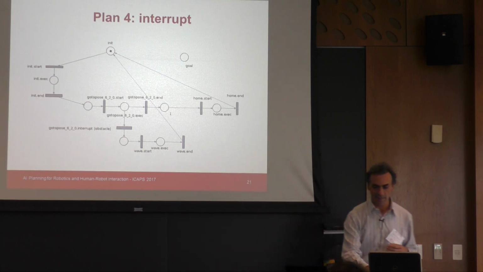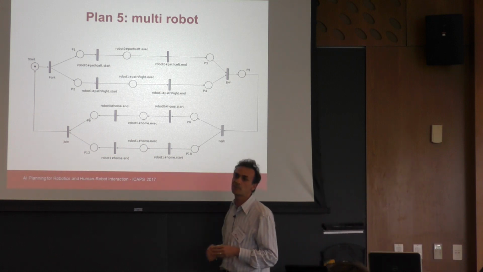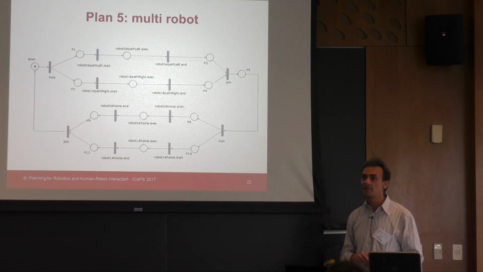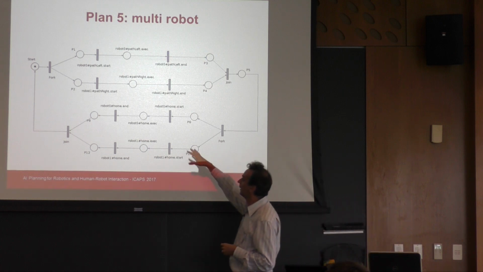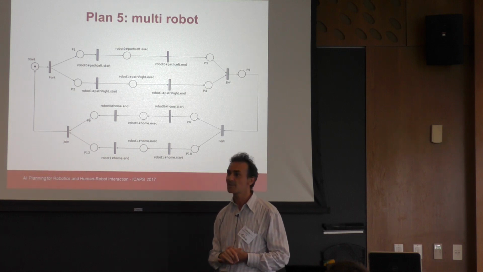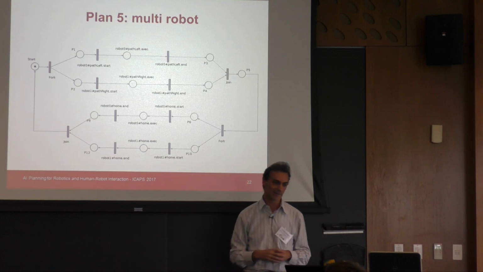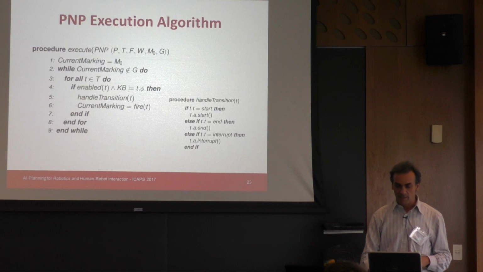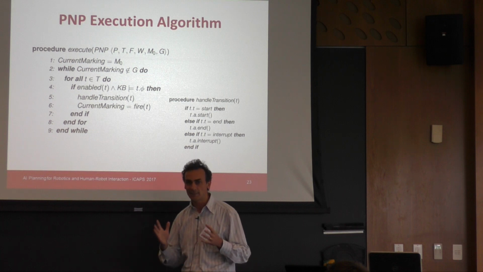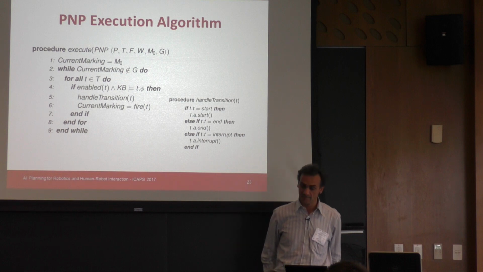We also have some operators for multi-robot plan execution, but we will not describe this in detail. But of course, you can imagine that some of the actions are referring to different agents, and we have defined several multi-agent synchronization operators. Okay, so once we have this complex PNP that can be formed in this way, we have to execute this PNP.